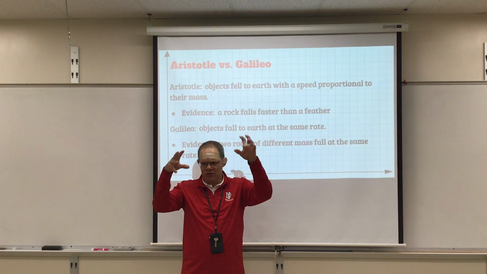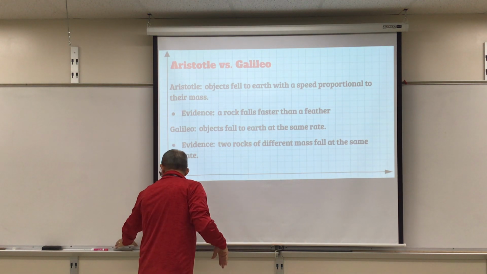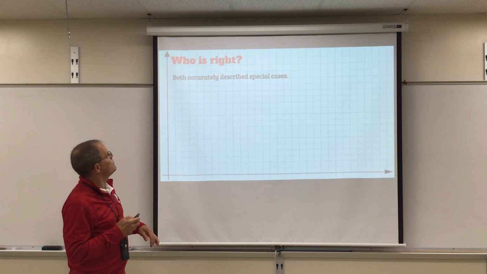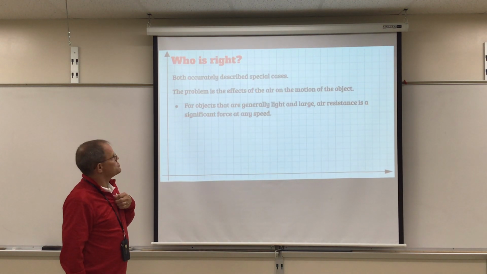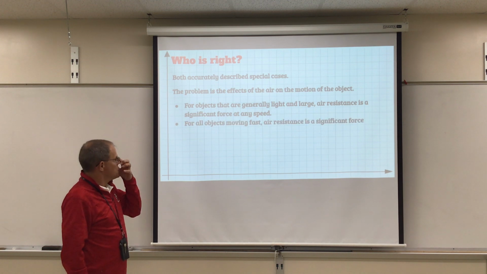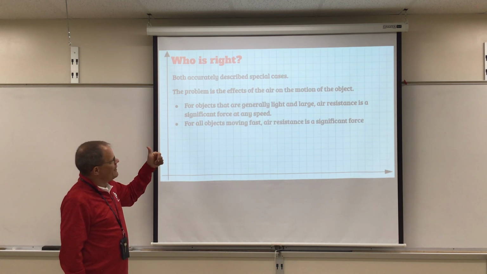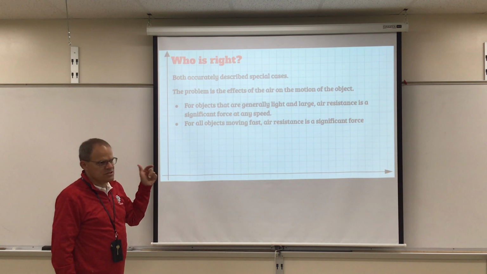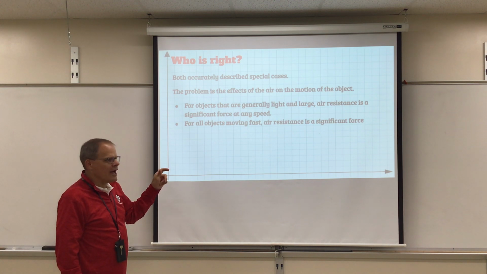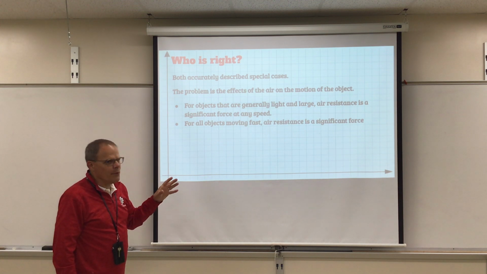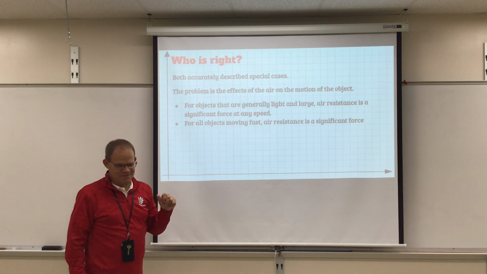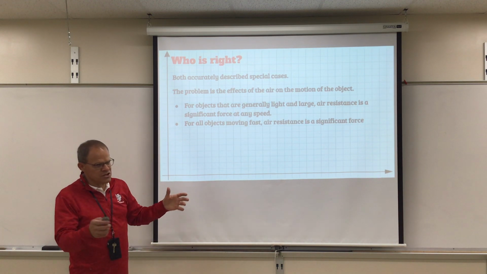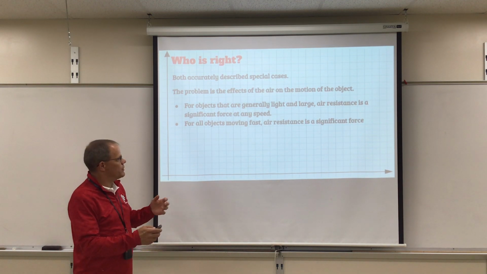Okay, so we kind of did that outside. We dropped different things and they all fell at the same rate, right? So I hope that's not a big surprise to you. We're going to skip the movie because we went outside and did it. So both accurately describe special cases. The problem is the air resistance. So if objects are light and large, air resistance is a problem. Or if they're moving fast, air resistance is a problem. Okay? So if they're not too big and not too light and not going too fast, we're going to ignore air resistance. So we can't really solve problems of skydivers yet. But for most things that are dropped from bridges and buildings and stuff, we can solve those kinds of problems.